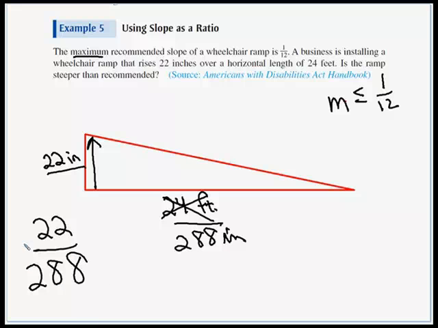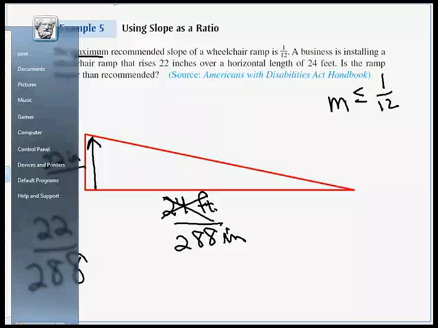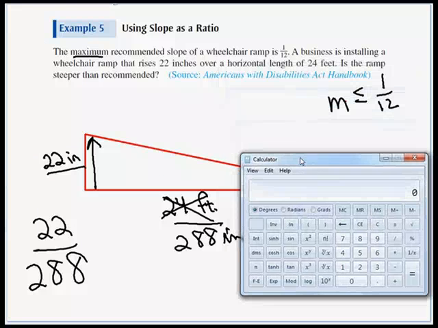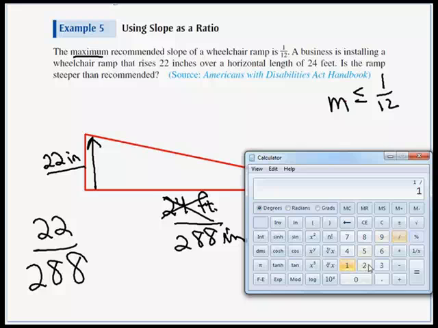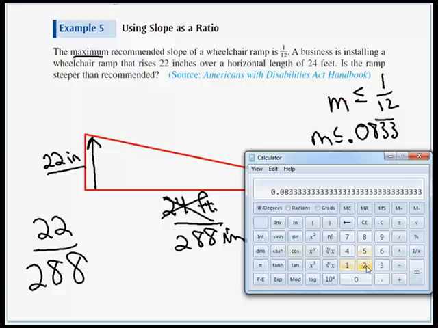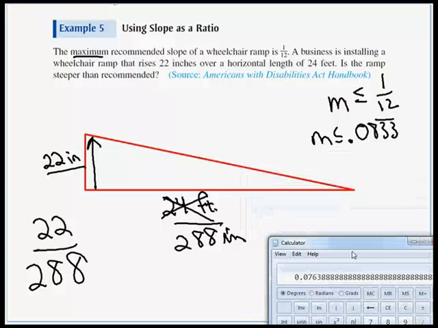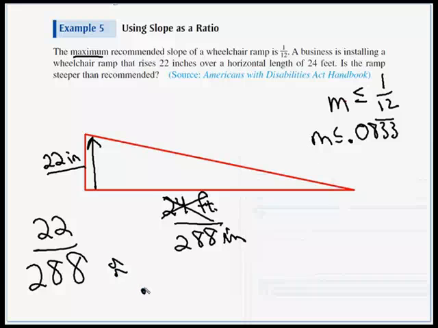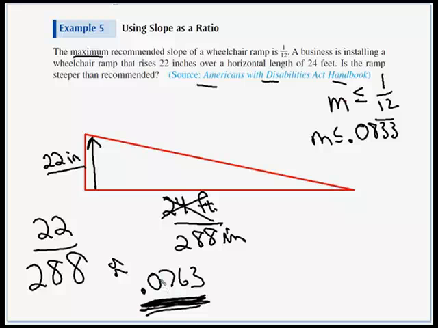And we could reduce this, I guess, but it might be easier just to compare decimals. So let's bust out the calculator. Where's my calculator? Right there. 1/12 as a decimal. 1 divided by 12 is 0.083 repeating. So our slope should be less than or equal to that. Let's see if our slope is. 22 divided by the 288 is 0.0763. So our slope was about 0.0763. Did we conform to the ADA? Yes, our ramp is less steep.